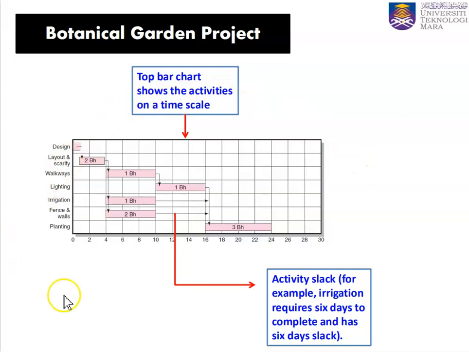We are using a Gantt chart type of diagram, not a network diagram like before. Let's say we have 7 activities: design, layout and scarify, walkways, lighting, irrigation, fence and walls, and planting.